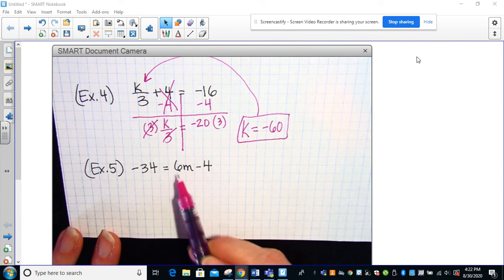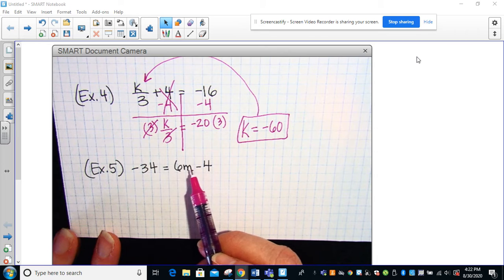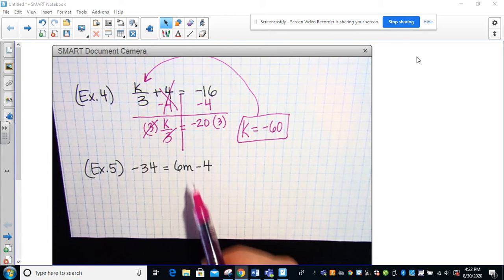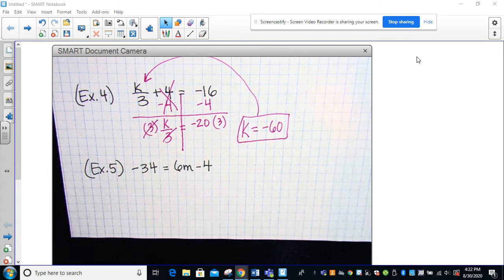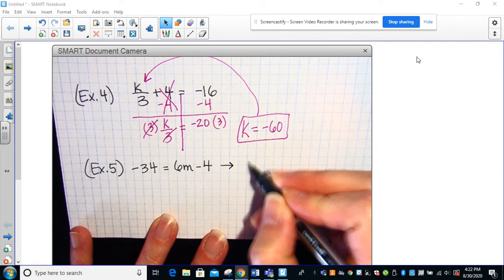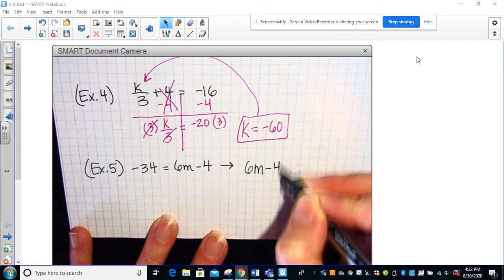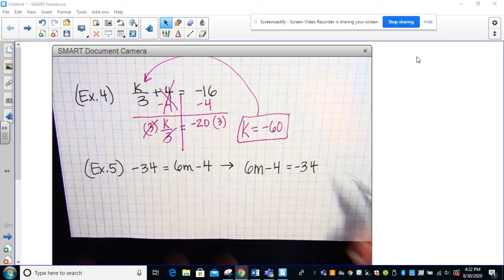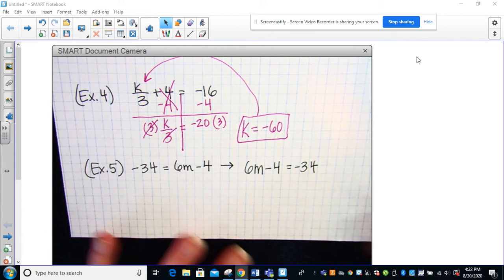Now, sometimes the variable is on the right-hand side of the equation. Don't let that mess you up. If it helps to rewrite it, you can. This is the same exact thing. 6m minus 4 equals a negative 34. Same thing, just reverse it.